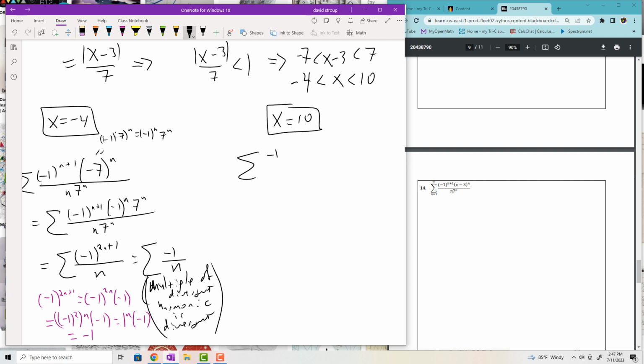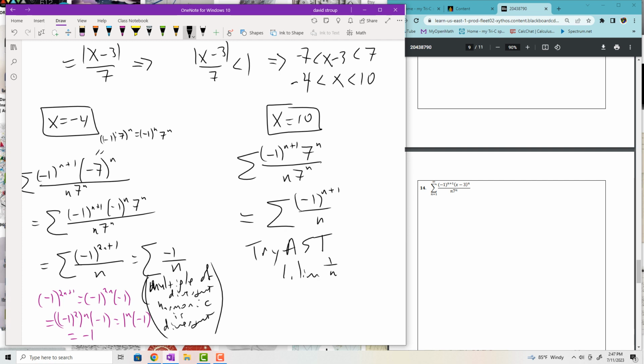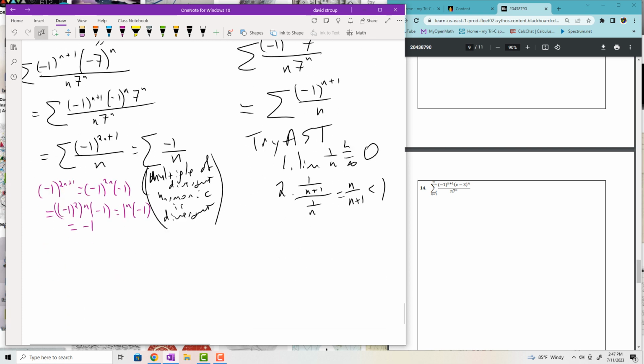Plugging that into the original series, I get (-1)^(n+1) times (10 minus 3, which is 7)^n, all over n times 7^n. Cancel out the 7^n's, and we get the sum of (-1)^(n+1) all over n. That is an alternating series, so tell your reader you have to do the alternating series test. Step 1, we look at the limit of 1 over n. Of course, that's 0. That's 1 over infinity. And then secondly, you look at a ratio of two consecutive terms, a sub n plus 1 and a sub n. Reciprocating, I get something that is definitely less than 1. So that tells me the terms are decreasing, and therefore, by the alternating series test, this particular series is convergent.